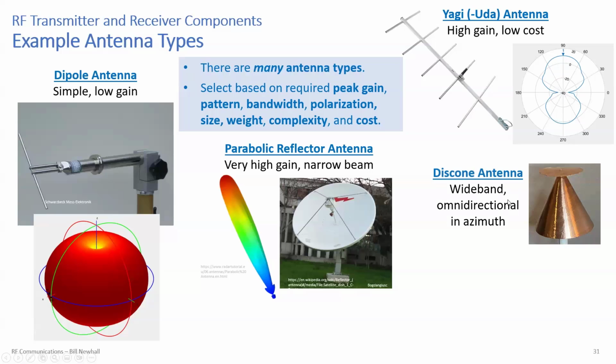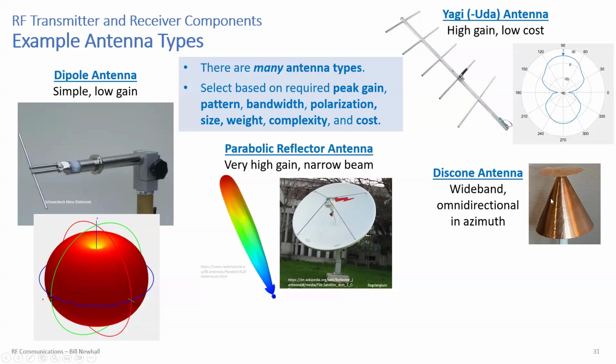And then you'll see sometimes, for omnidirectional patterns where you have a wideband need for an antenna, this is a discone antenna. So it's fed between this cone bottom and this round disc top, and it gives you an omnidirectional pattern in azimuth. And because of its geometry, it's wideband, so it can cover a very wide range of frequencies typically.